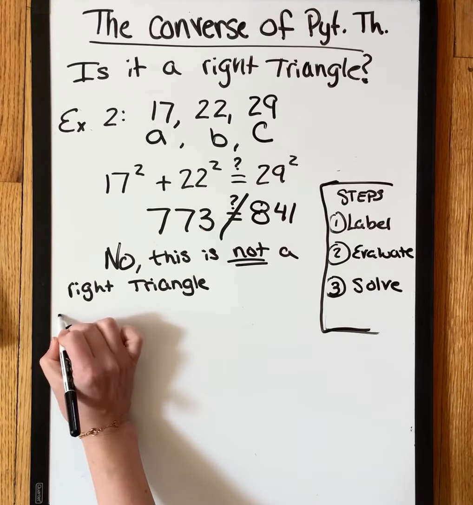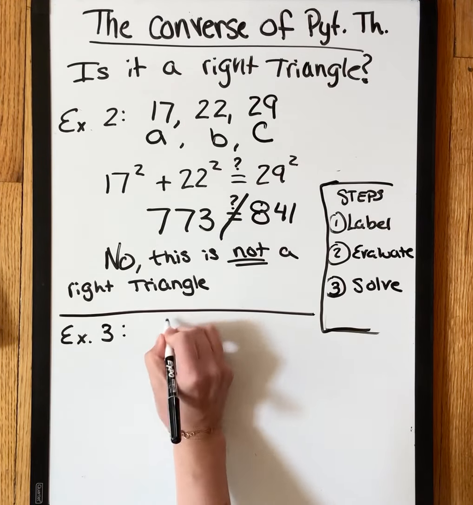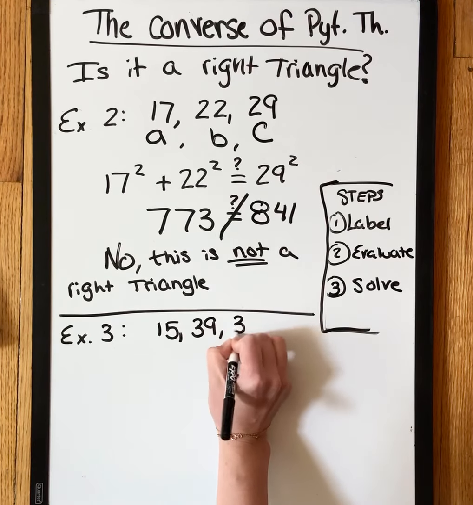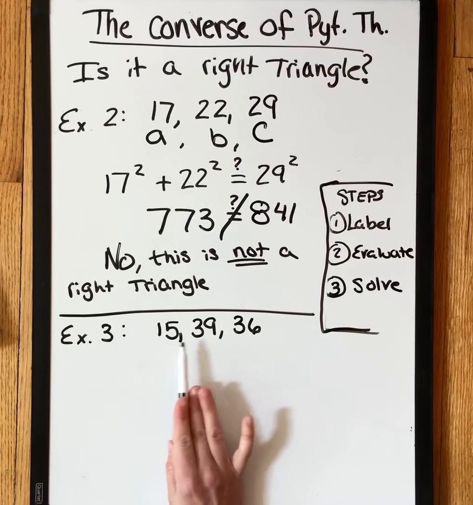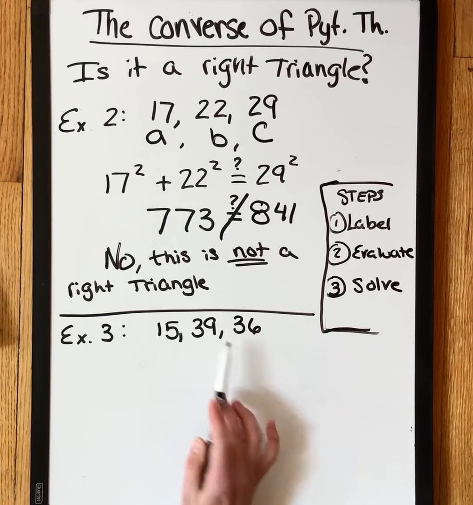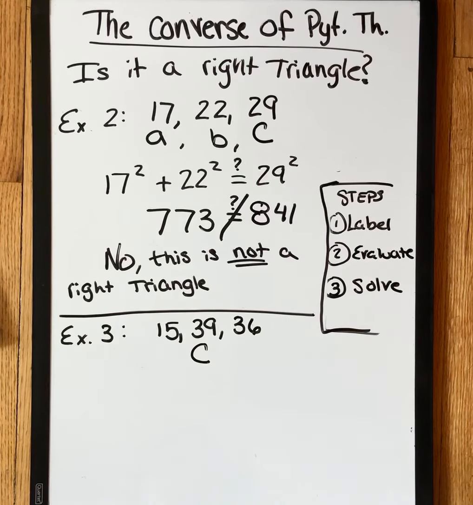So example 3, we are given side lengths of 15, 39, and 36. So my step 1 is to label those side lengths, labeling them A, B, and C. C is gonna be my hypotenuse. It's gonna be my longest side, my largest number. So this is just an example where the numbers aren't written in order. 39 is the largest of those 3, so that's my C.